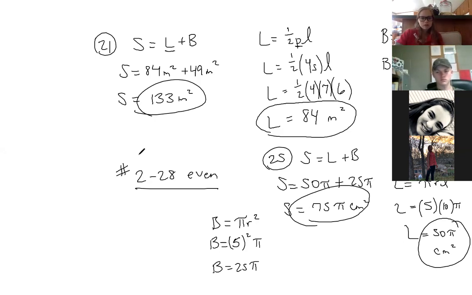So numbers 1 through 9, actually, I want you to do numbers 1 through 9 all, because that's just going to give you all your formulas from prisms, cylinders, cones, pyramids, and a sphere. So numbers 1 through 9 all, and then 10 through 28 the even. Everybody got that? So 1 through 9 all, 10 through 28.